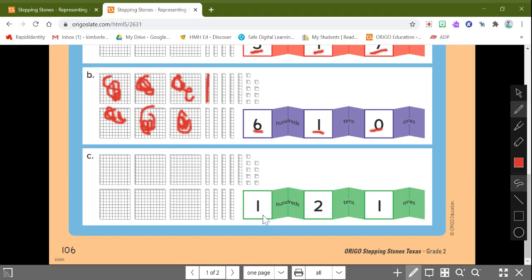Let's look at letter C. 1 hundreds block. 2 tens blocks. 1, 2, and then 1 ones block. So I have 100, 20, 21. Up here on B, I had 600, 10. No ones. Now you're going to try this on your own on your worksheet.